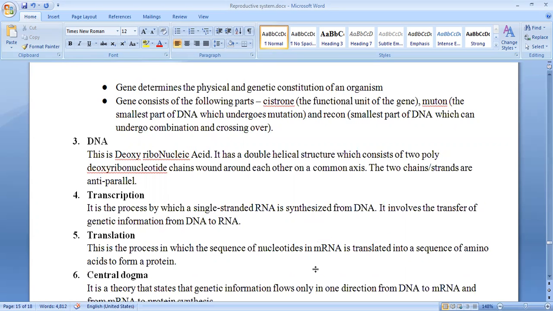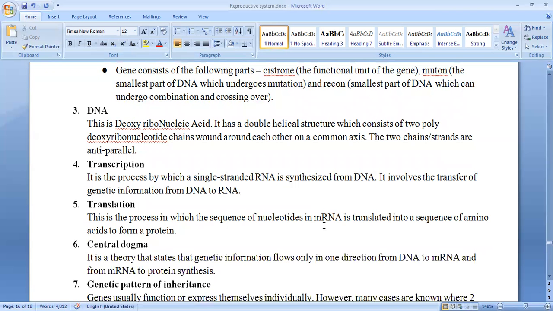The other term is transcription. When we say transcription, we mean the process by which the DNA will give a code, and from that we will synthesize the RNA. So synthesis of single-stranded RNA from DNA is called transcription. In this process, there is transfer of genetic information from DNA to RNA.